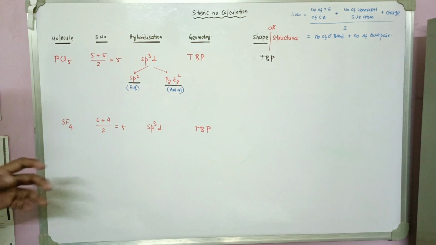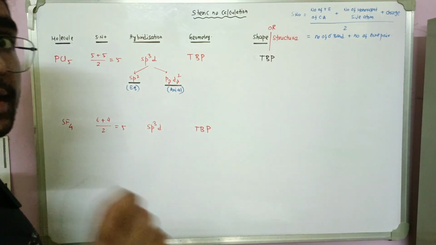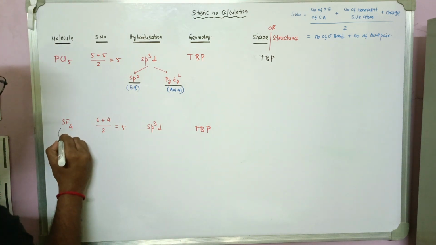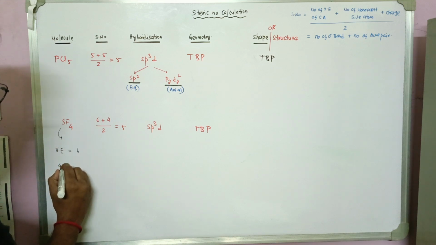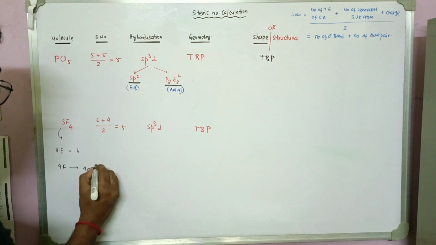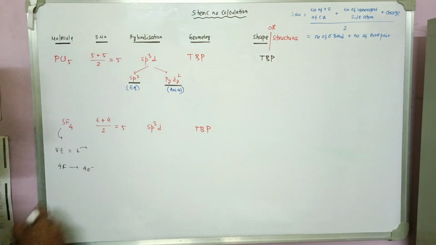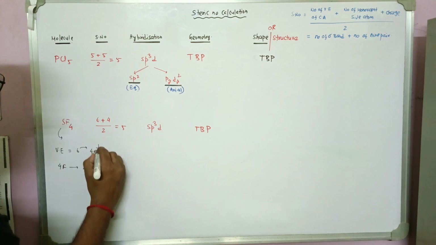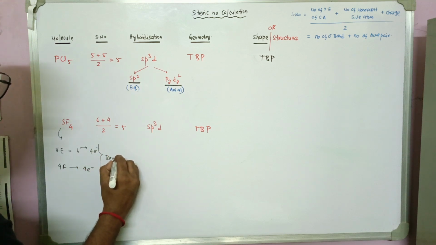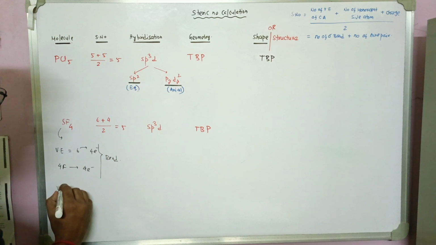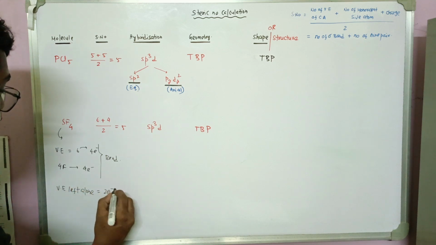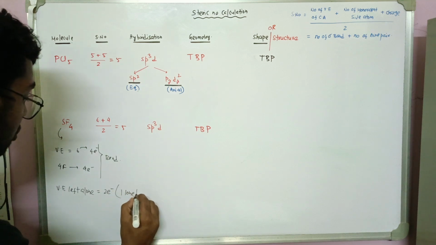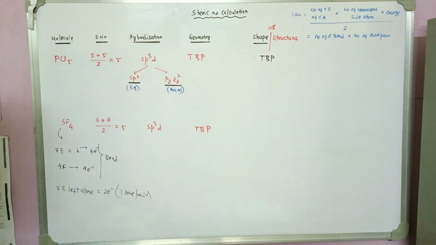Now let's consider whether the central atom has a lone pair or not. For the sulfur, the valence electron is 6. There are 4 fluorine atoms which will give 4 electrons. So from these 6 valence electrons, 4 electrons are utilized to form the bonds, and the valence electrons left alone equal 2 electrons, that means 1 lone pair. So in SF4, there is 1 lone pair residing on the central atom.